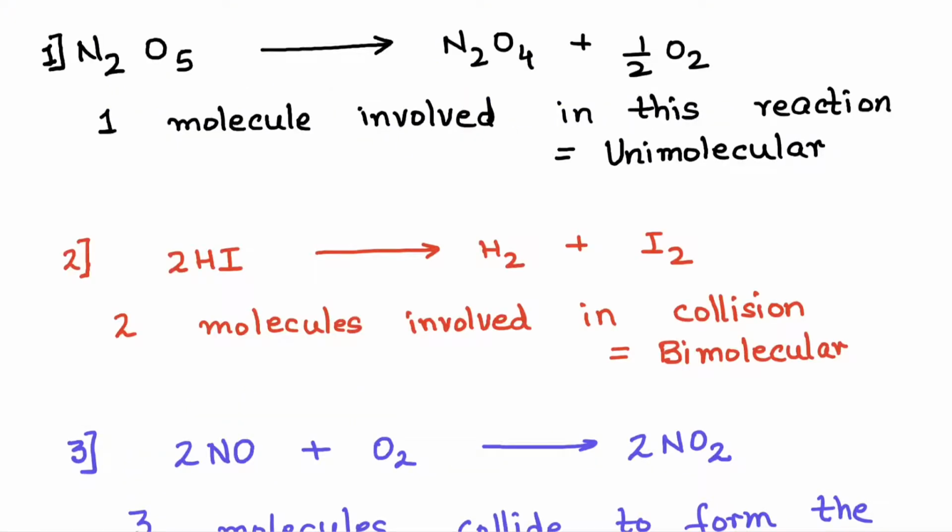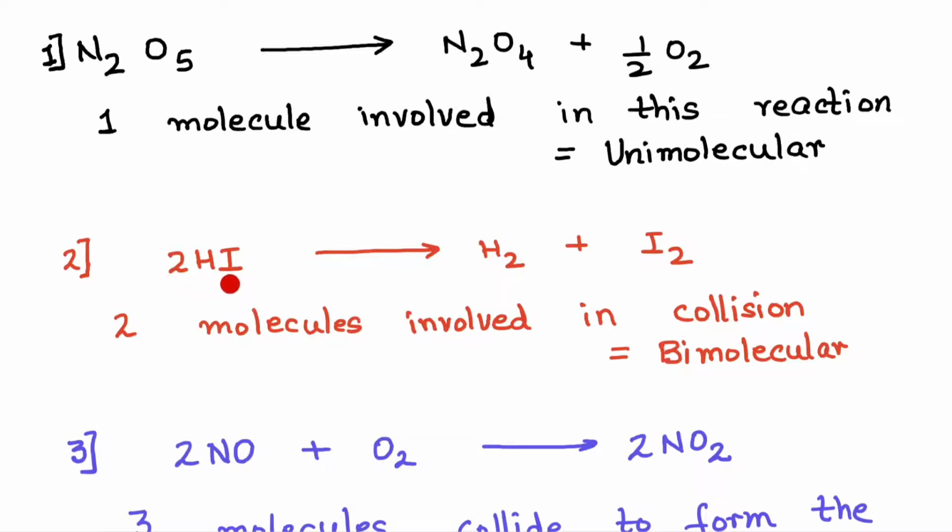We have the reaction N2O5 breaking down to give us N2O4 plus oxygen. Now in this particular reaction, only one molecule is involved. So one molecule means we can call it a unimolecular reaction.